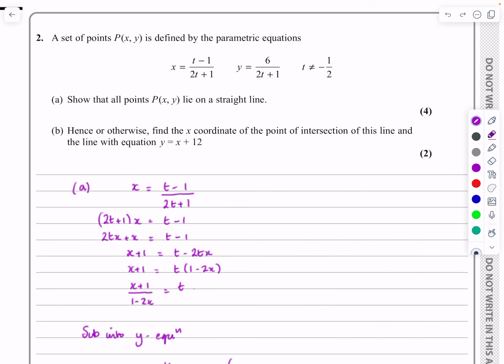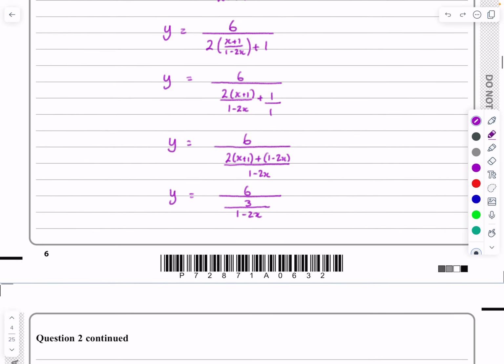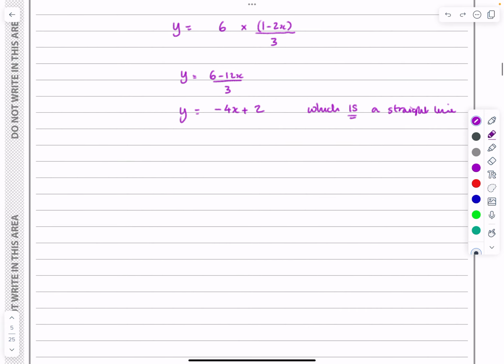Part B then says, hence or otherwise find the x-coordinate of the point of intersection. So only the x-coordinate. Okay, we don't need to do too much work with this. Find the x-coordinate of the point of intersection of our line and the line y equals x plus 12. Well, it's easy. I can just put them equal to each other. So part B, for point of intersection, two lines meet where the two equations are equal to each other, and I've got them both in the form y equals, so it's quite handy.